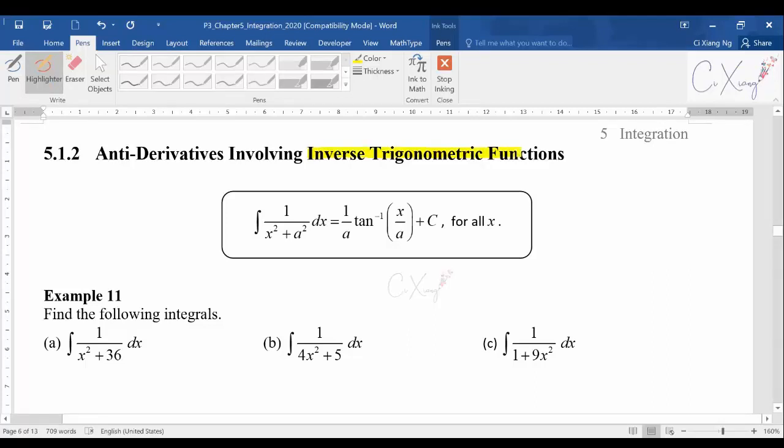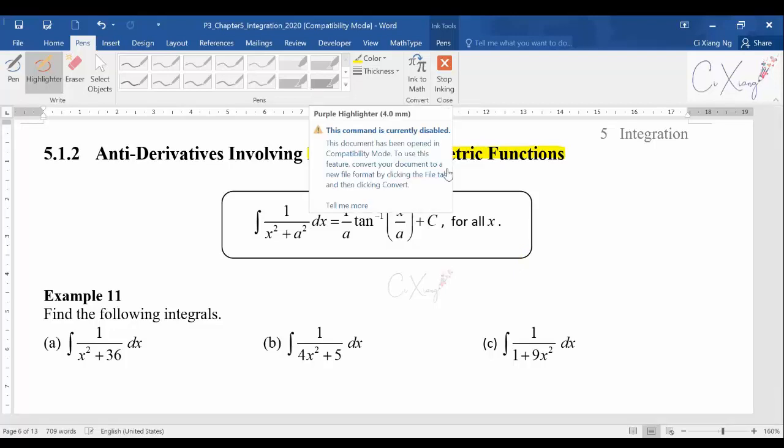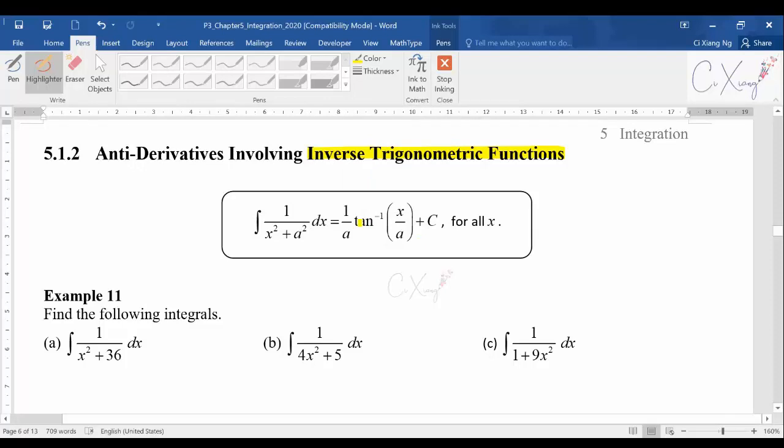function. All right, but in our syllabus, they only involve one type of inverse trigo function, which is tangent inverse. The answer is tangent inverse.